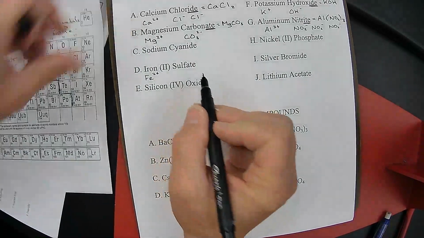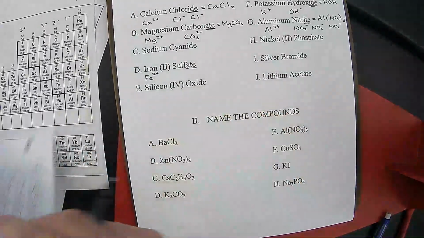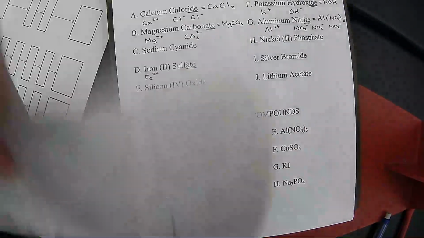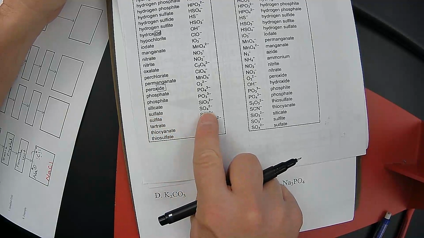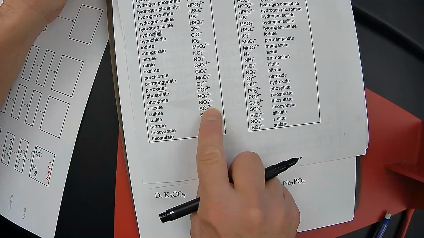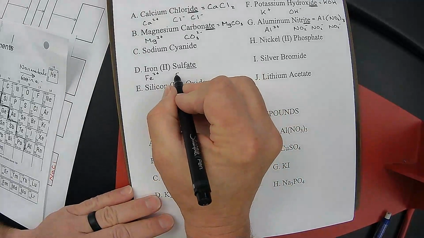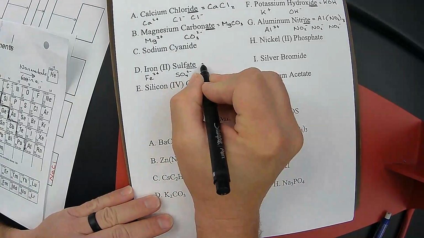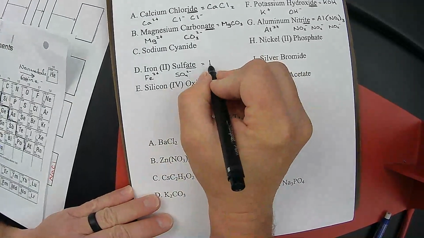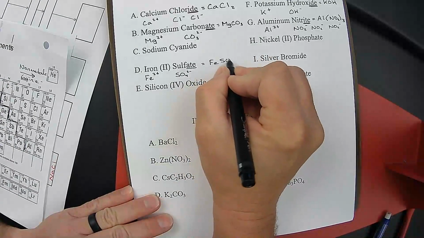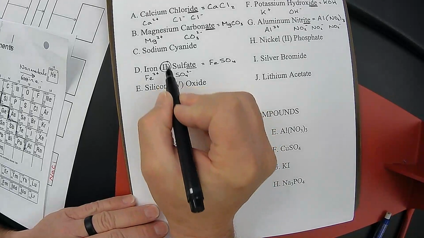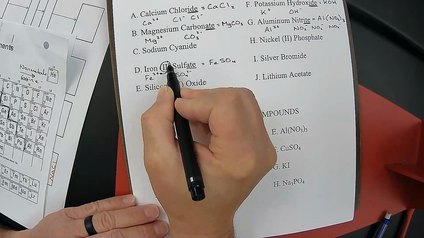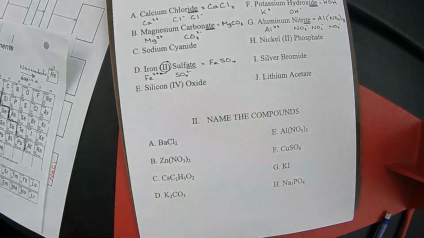So now we look up sulfate. Notice the ATE. So on the back of our periodic table is our polyatomic ion chart. Sulfate, a group SO4 with a 2 minus charge. The charges cancel out, 1-to-1 ratio, so it's simply FeSO4. This charge refers to this charge. This Roman numeral refers to the charge on the metal.